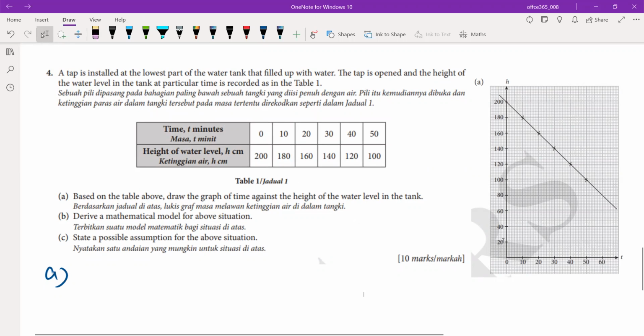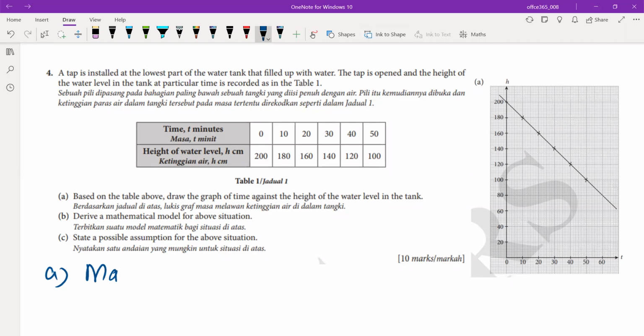10, 20, 30, 40, 20, 40, 60, 80, equal. You must draw at least half a page of the graph. So question B, derive a mathematical model for this. From the graph, normally, to derive a model, if it's a straight line, then use y equals mx plus c to solve.